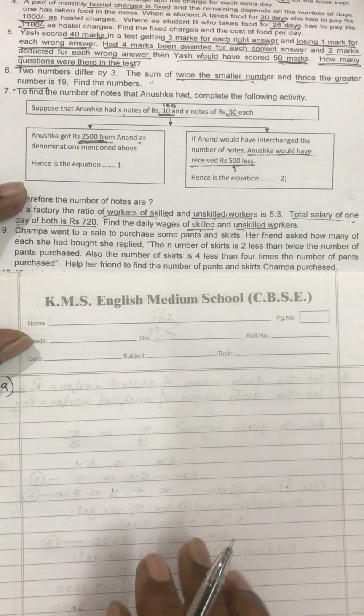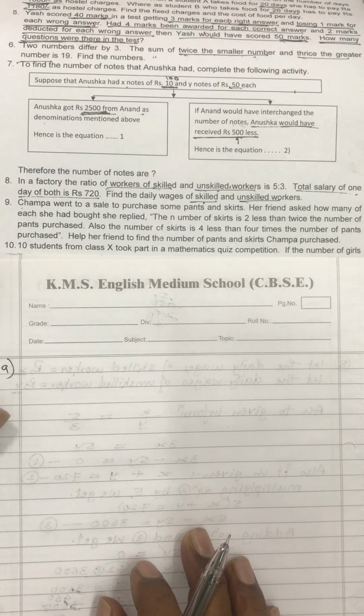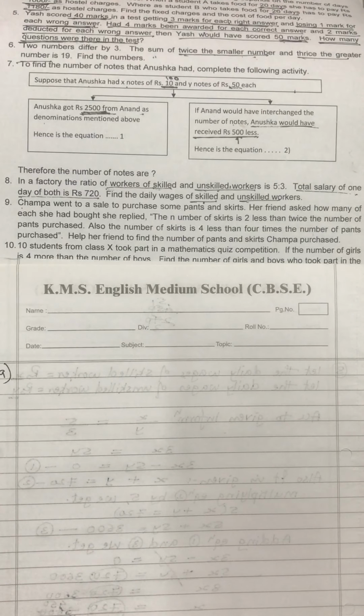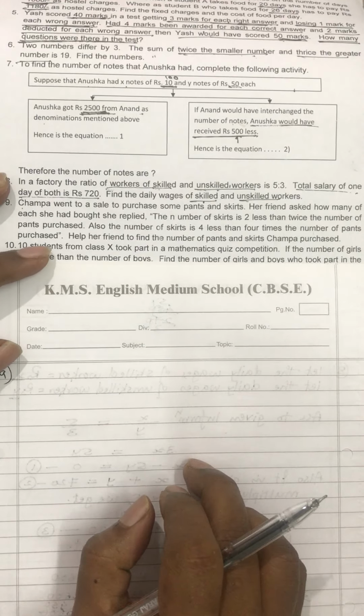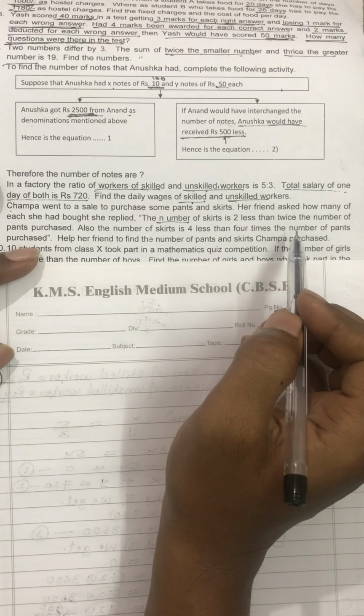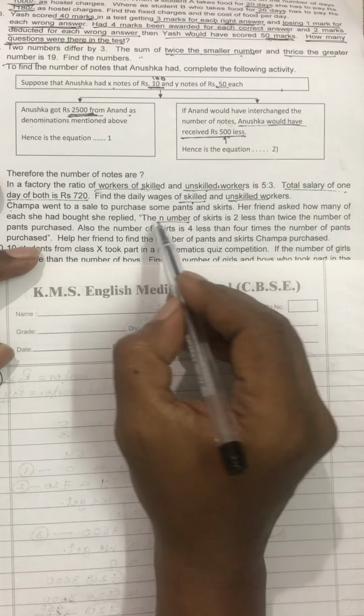Question number 9. Champa went to a sale to purchase some pants and skirts. Her friend asked how many each she had bought. How many each means how many pants and how many skirts she had bought. She replied, the number of skirts is 2 less than twice the number of pants purchased. Now this is a very funny way of replying, really.